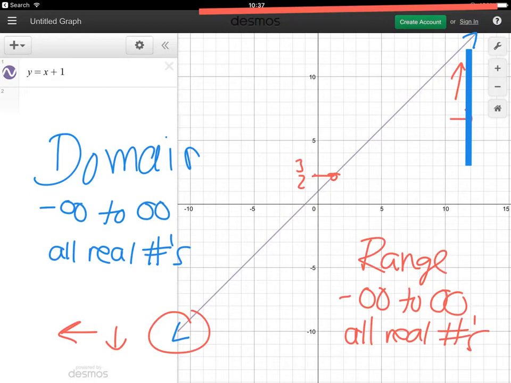Same thing with the x values. Pick an x value, 0.000001. Well, that's somewhere right there. And sure enough, that's on our graph.